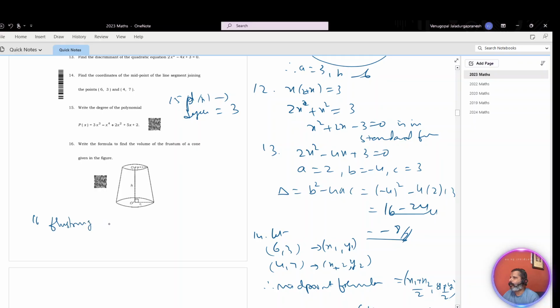Volume of frustum of cone is equal to 1 by 3 pi h of r1 square plus r2 square plus r1 into r2, in cubic units. When they ask for a formula, please do write units. Okay. Thank you.